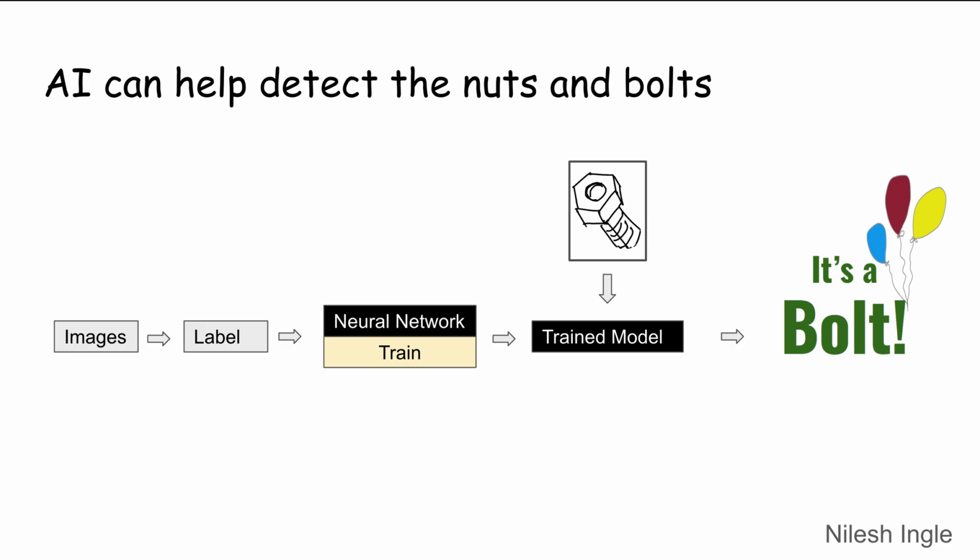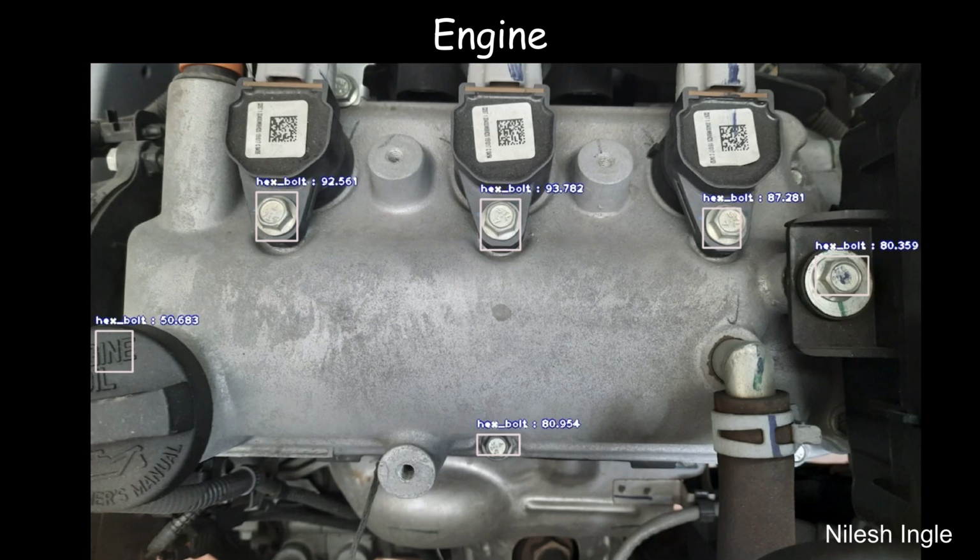So let's look at some of the results now. This is the very first picture of the engine, and as you can see here, it has correctly identified these bolts up there, and also this bolt. There is one false positive on the left hand side, but that's kind of expected.